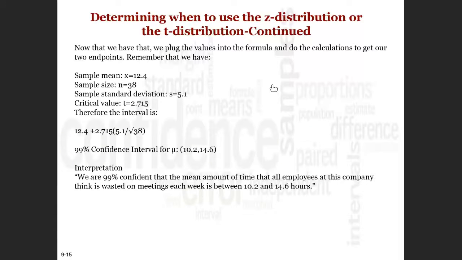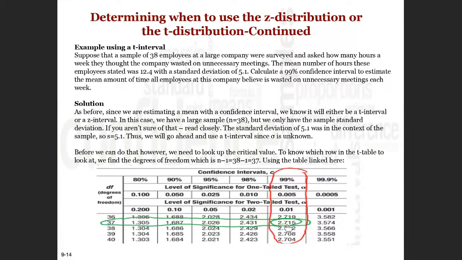So now you have the numbers, you plug the values into the formula and do the calculations to get the two endpoints. The sample mean, 12.4, sample size 38. The sample standard deviation is 5.1. The t-value, 2.715. Right? In the chart here, 2.75, you got 37 degrees of freedom, 99%, that's your number.